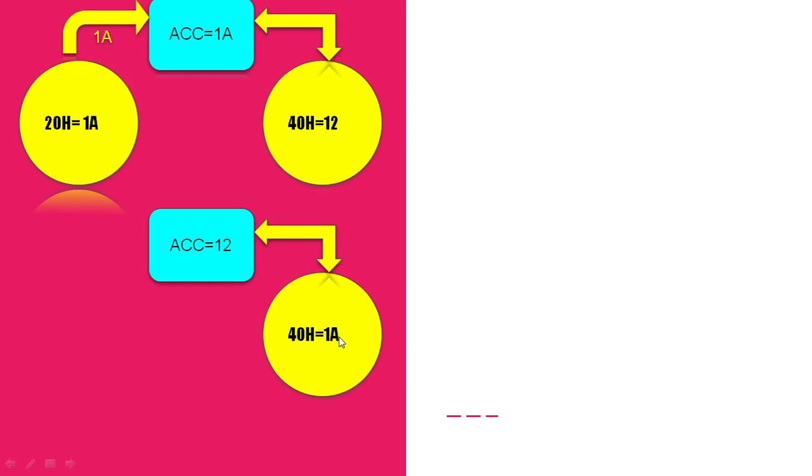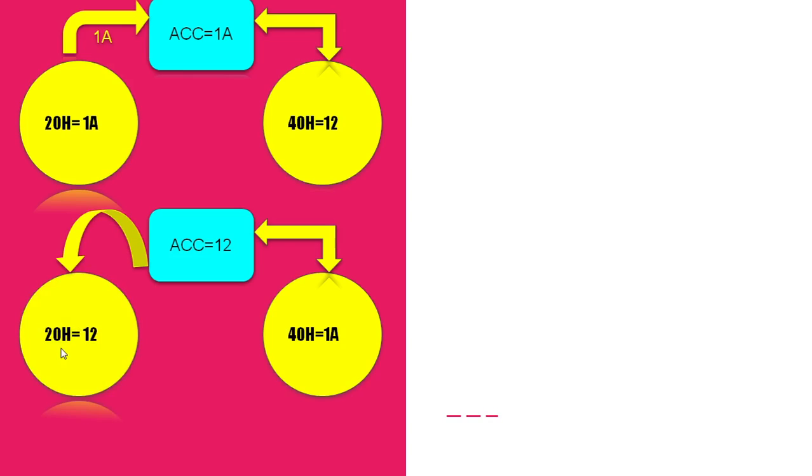Now the next process is, I should take this 12. This has to be given to 20H. But here still this 12 is not given to 20H. It is just in accumulator only. So what you need to do, from accumulator you should move to 20H.